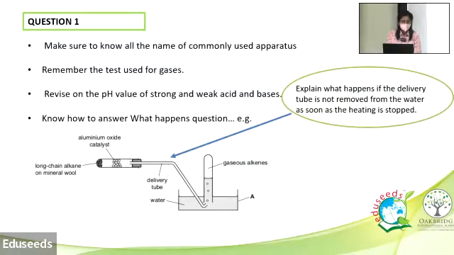Next one, know how to answer the 'what happens' question. This question is very common. Let's look at this example. We have this setup, and the question asks, explain what happens if the delivery tube is not removed from the water as soon as the heating is stopped. The question wants you to predict and answer what will actually happen. What happens is that the water will go back into the delivery tube.